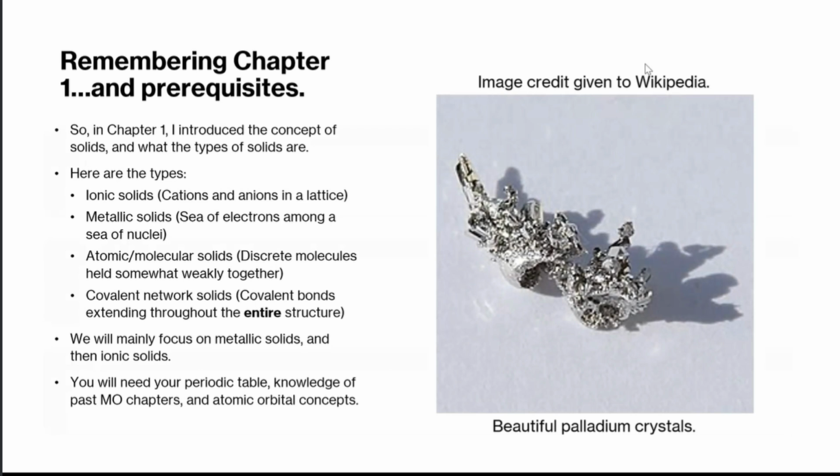In chapter 1, I introduced the concept of solids and the kinds of solids we refer to in the world of chemistry. Here are 4 kinds of solids. Ionic solids, so just think pure table salt, NaCl. Remember, the general rule of thumb is that ionic solids form between a metal and a non-metal. That's just a general rule of thumb, however.